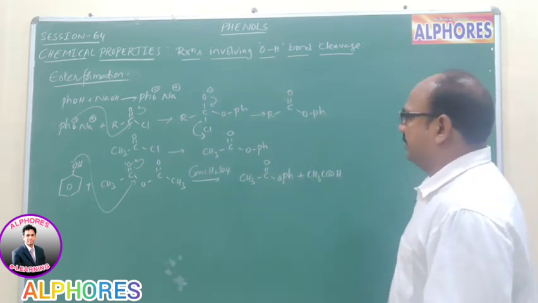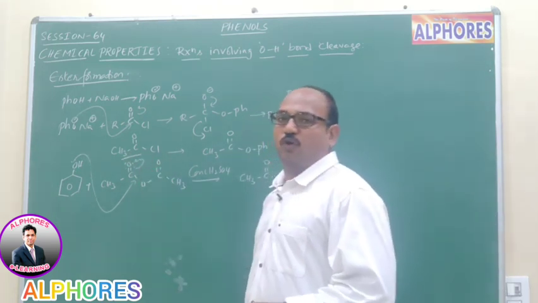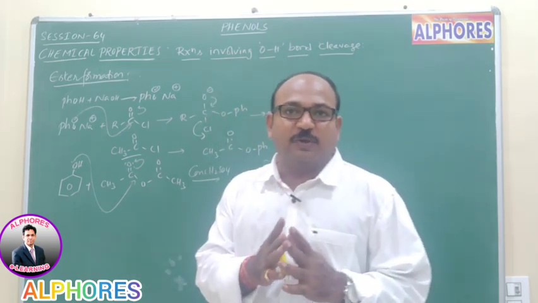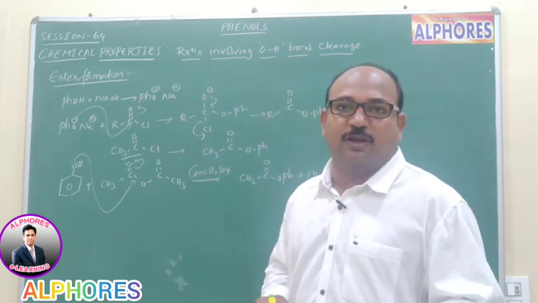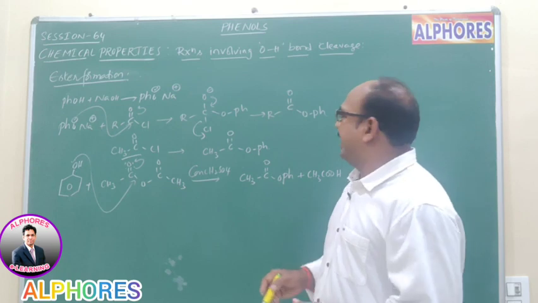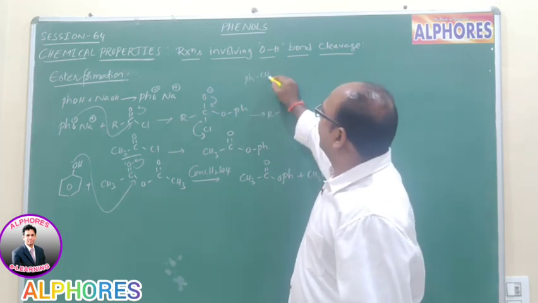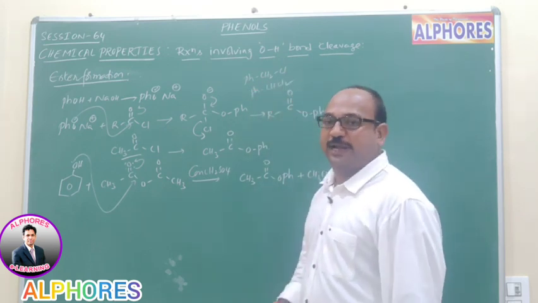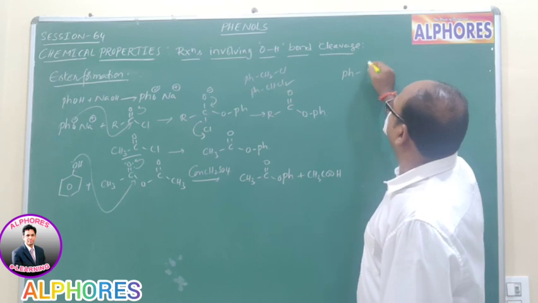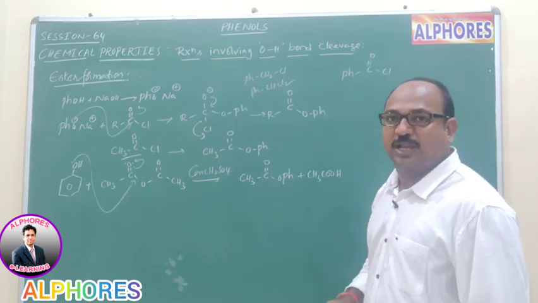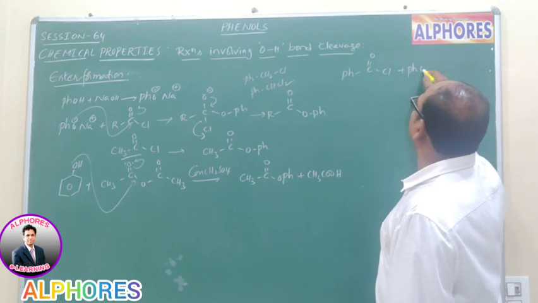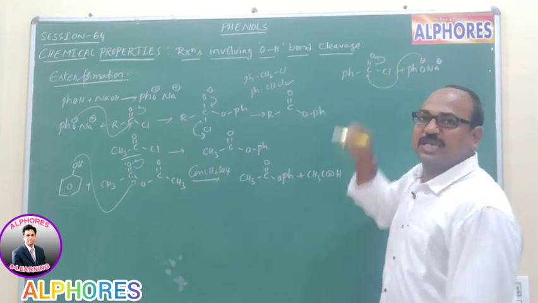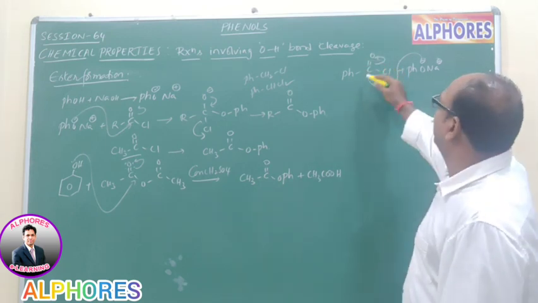And a similar reaction, if instead of acetyl chloride we are using benzoyl chloride. As you know, the difference between benzyl chloride and benzoyl chloride: benzyl chloride is PhCH2Cl, and PhCHCl2 is not benzoyl chloride. Benzoyl chloride is PhC=OCl. This is the benzoyl chloride upon reaction with sodium phenoxide; this O- has to come and attack upon the carbonyl group of benzoyl chloride.